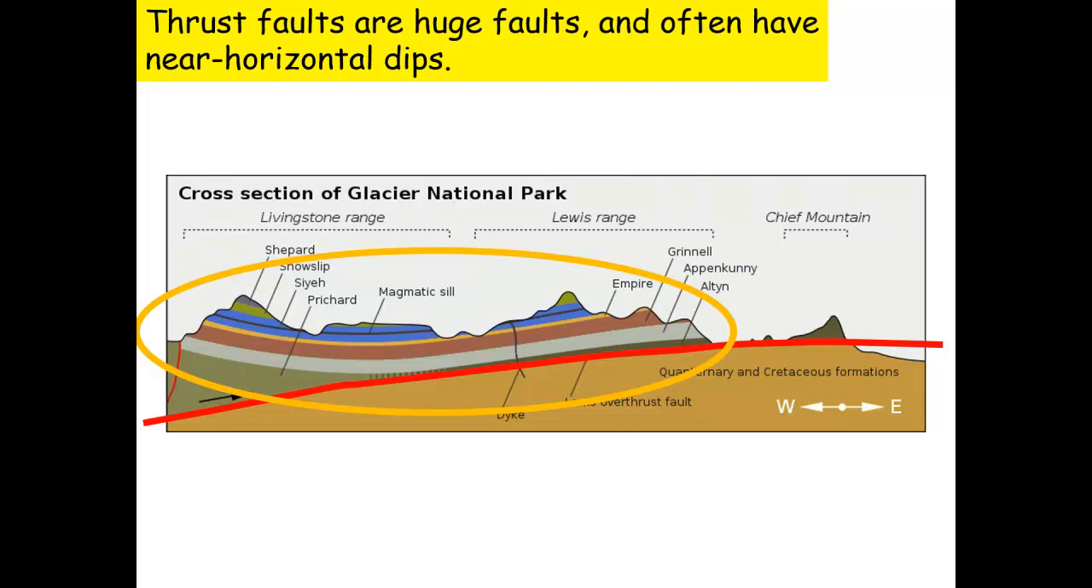So all of that material that I've circled here in orange was shoved up and over along that very low angle thrust fault ramp. That's kind of the typical thing we see in a thrust fault, a very low angle fault ramp and a gigantic fault, one that moves enormous amounts of rock, enormous distances. Most reverse faults tend to be much smaller in scale.